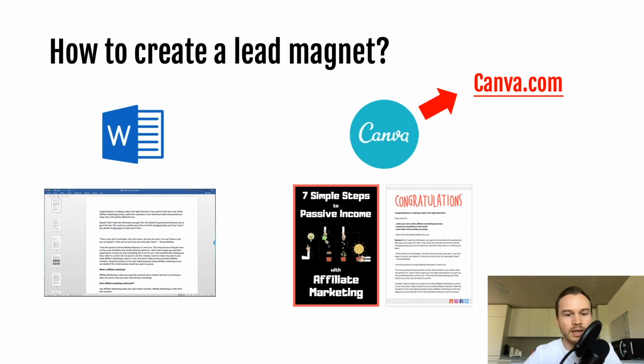And what I do is I talk a lot about affiliate marketing on my channel and creating passive income streams online. So what I did is I wrote a short ebook. In Word, it's only like 7 pages or something. And I explained the process that I went through to create multiple passive income streams online. So I chose the title 7 Simple Steps to Passive Income with Affiliate Marketing. So I wrote this ebook in a Word document, and then I went to canva.com, which is a free website.